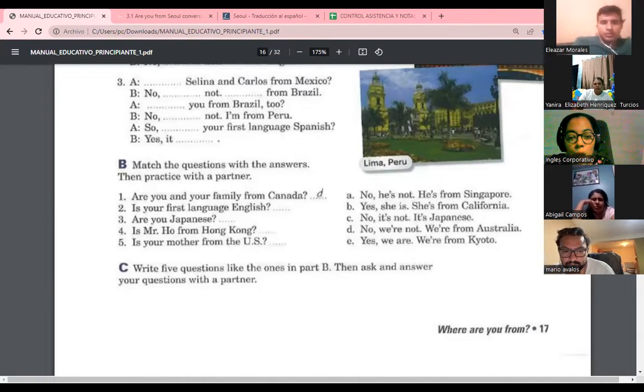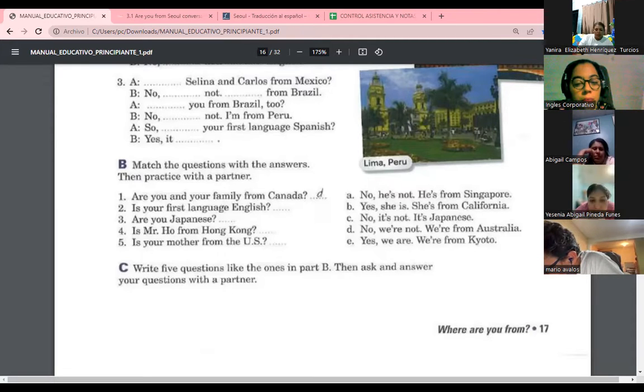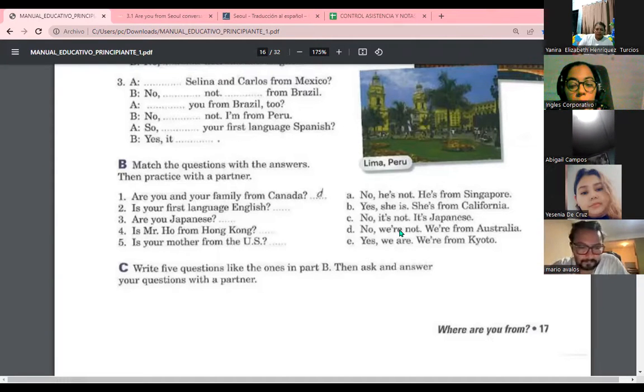Excellent. Now, okay, number two, Yanira. Is your first language English? What is the answer? Is your first language English? No, it isn't. It's Japanese. No, it is not. Letter C. Very good. No, it is not. It's Japanese. Very good. Number three. Who wants to read number three?